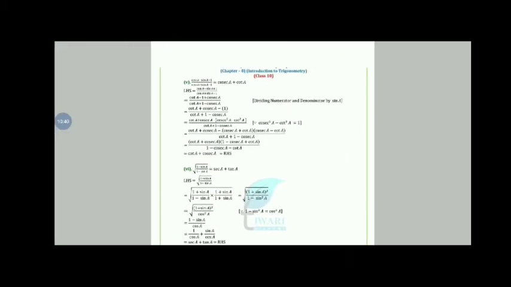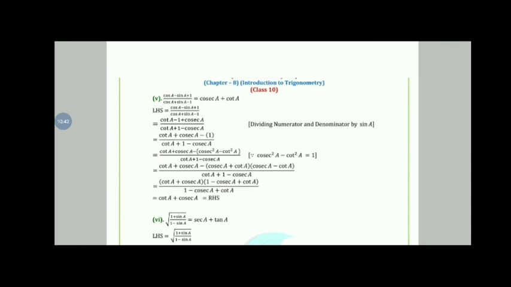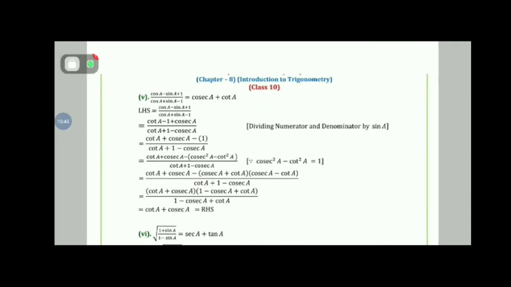Now we move towards the fifth part. In the fifth part, it is given that (cos a minus sin a plus 1) over (cos a plus sin a minus 1) is equal to cosec a plus cot a. So we have taken the LHS here. Now we are just dividing all the numerator and denominator by sin a. So this will become cos over sin is cot a, sin over sin is 1, 1 over sin is cosec a. Now in the denominator, cos a over sin is cot a, sin a over sin is 1, and 1 over sin is cosec a.